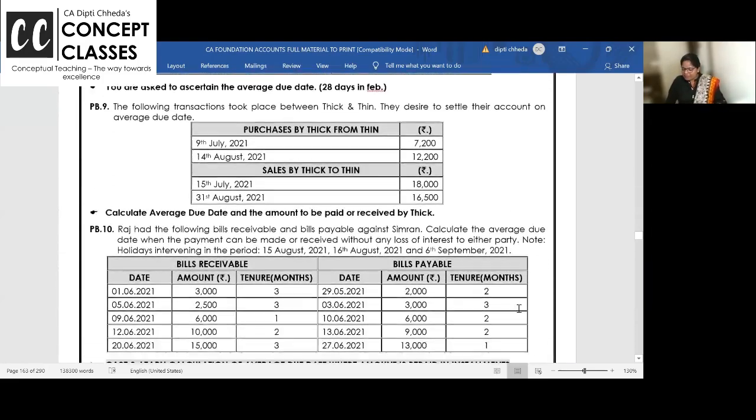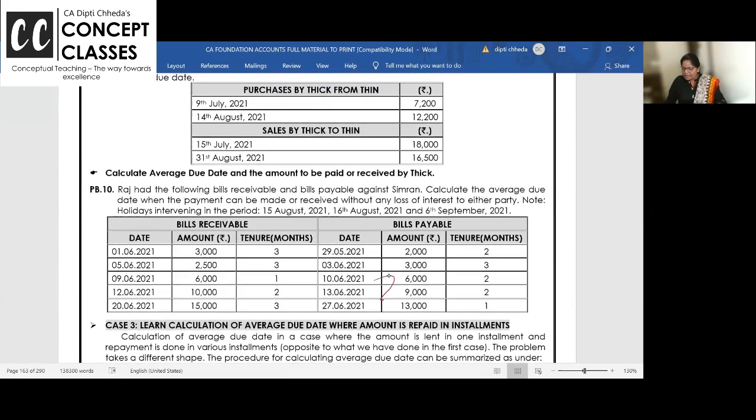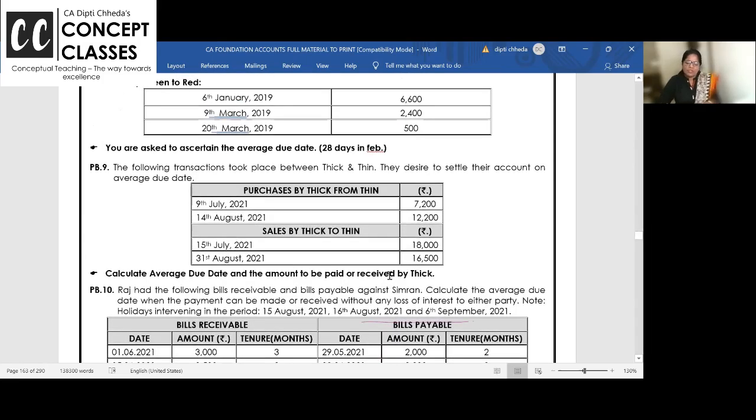7th के जैसा है, but here more figures are there. Dates are also different. And here 3 holidays are there. 15th August, 16th August and 6th. So Raj and Simran. So you have to help Raj and calculate average due date. For this 10th sum, I want to give the answer now only. और बाकी के लिए we will discuss tomorrow. But ये करना है, so you will get a grip on this.